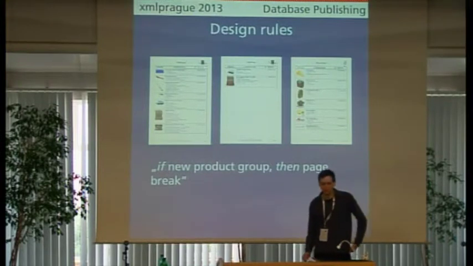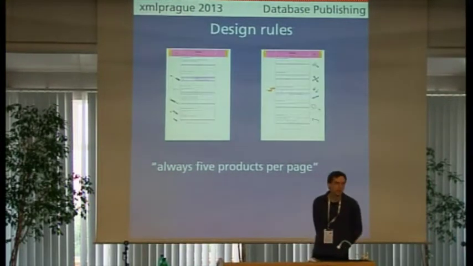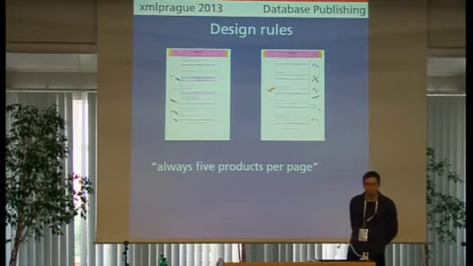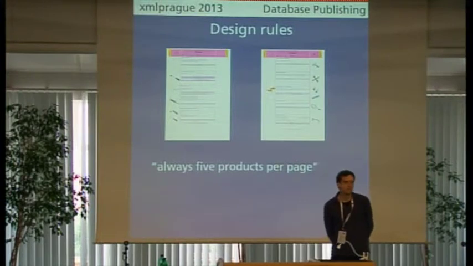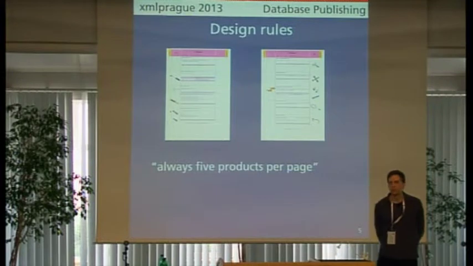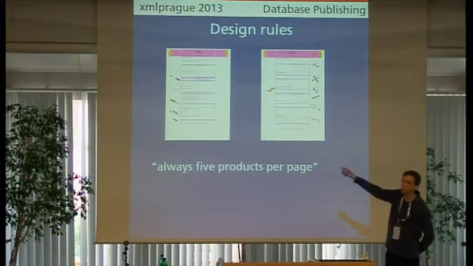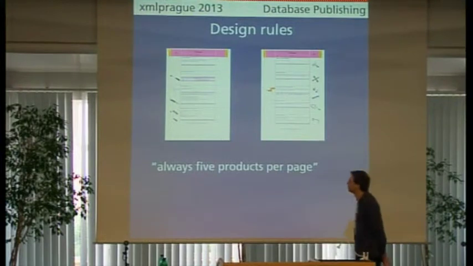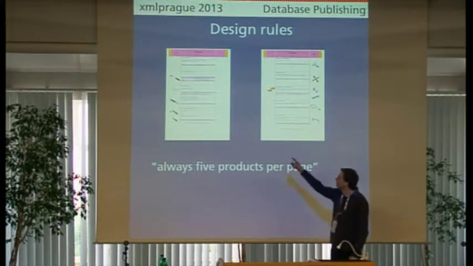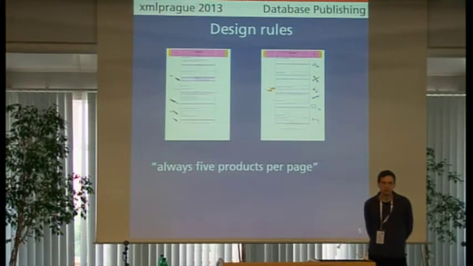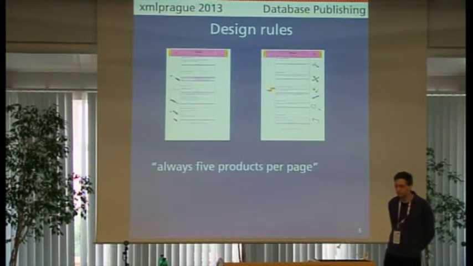The second example I want to show is also a very simple catalog. And the design rule here is also very clear: always five products on a page. I'm going to neglect the case where the five products themselves are too large to fit on a page. We just don't cover it here. Just five products on a page, then do a page break and then the next page. Also a very easy design rule.